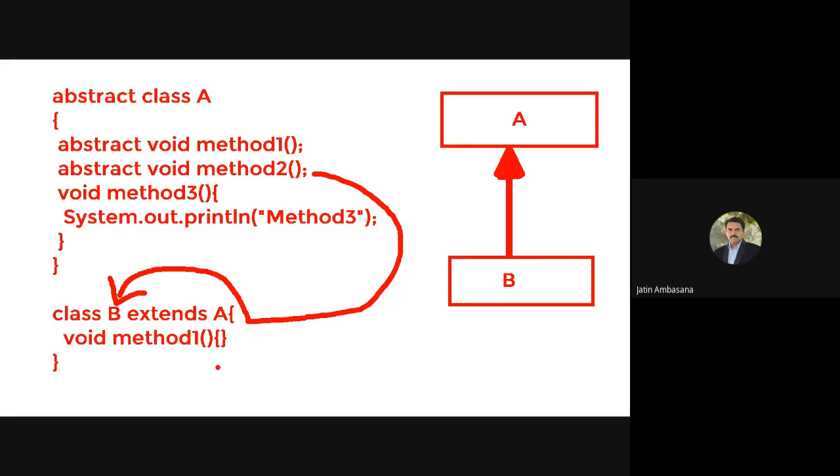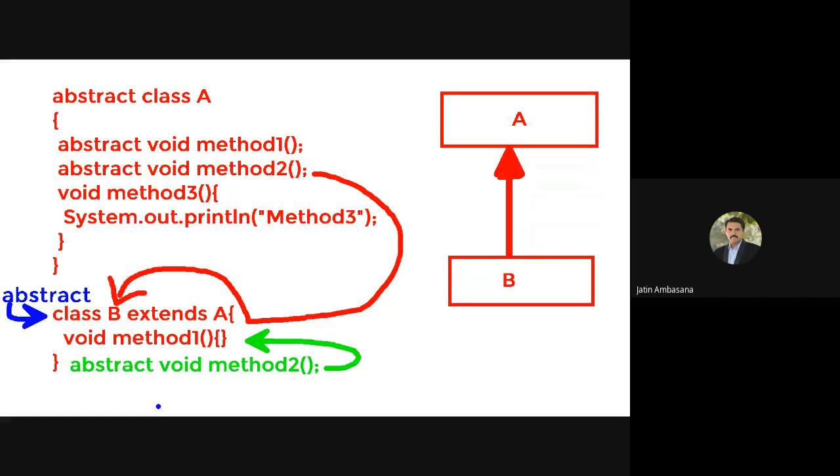So it means it has got abstract void method 2 over here. By default, it has got it. So if it is the case, then you need to declare this class also as abstract. You need to declare this class also as what? As the abstract class. Okay.